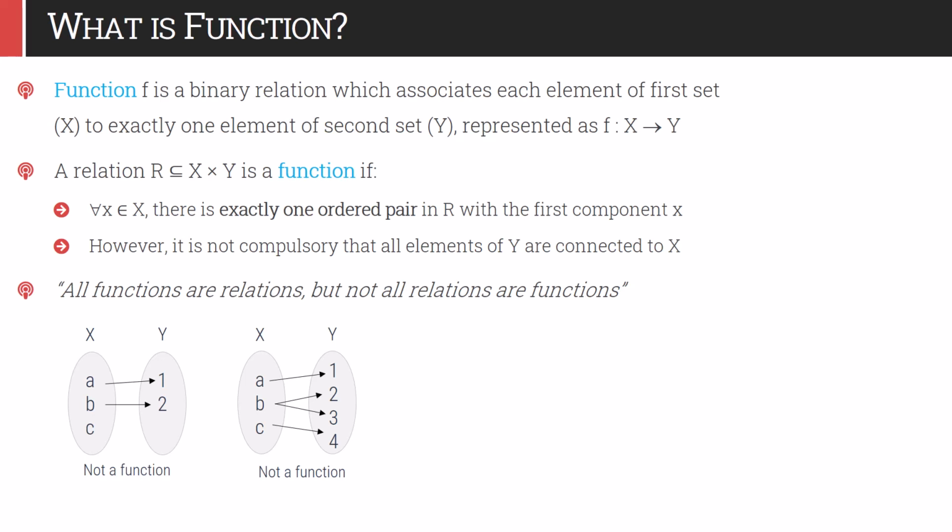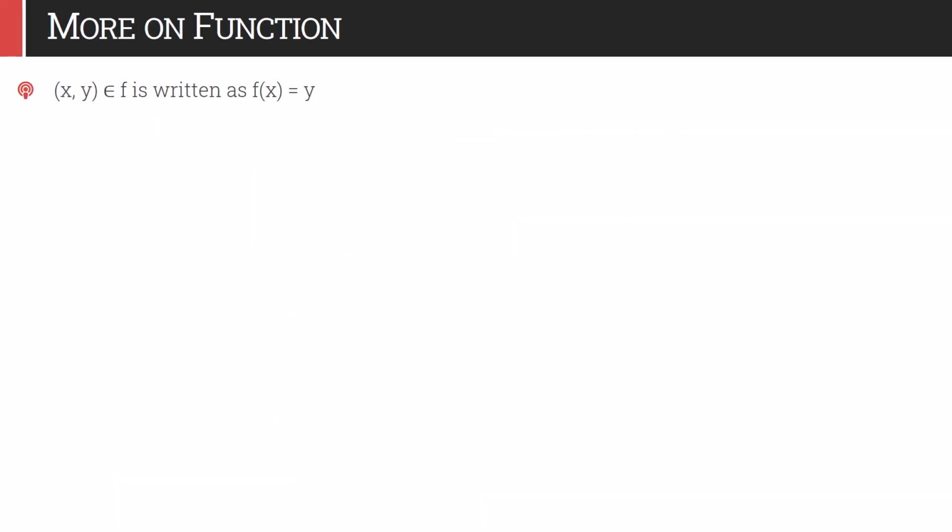Here, all the elements of X are connected with some of the elements of Y, but still it is not a function because B is connected with two different elements. So there are two pairs, B, 2 and B, 3. There should be only one pair for every element of X. This is a function. A is connected with 1, B is connected with 3, C is connected with 4. So all the elements of X are connected with some element of Y, and there is exactly one ordered pair for every element x. Even though an element of Y is not connected, that is okay. Still it is a function.